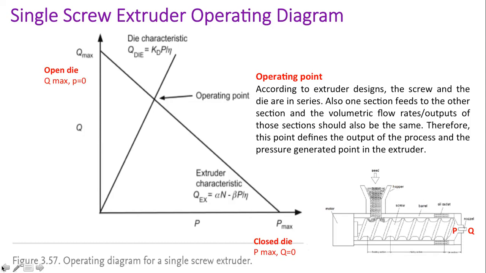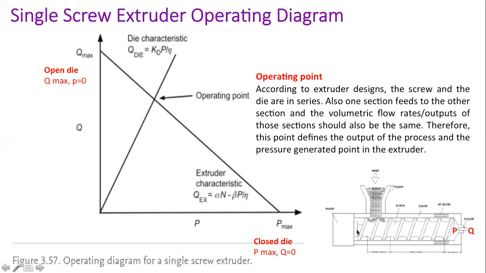You can also see the graph. The x-axis represents the pressure, the y-axis represents the Q. Q means the volume extruded. And when we close the die, you know the pressure is very high. So P max is there.